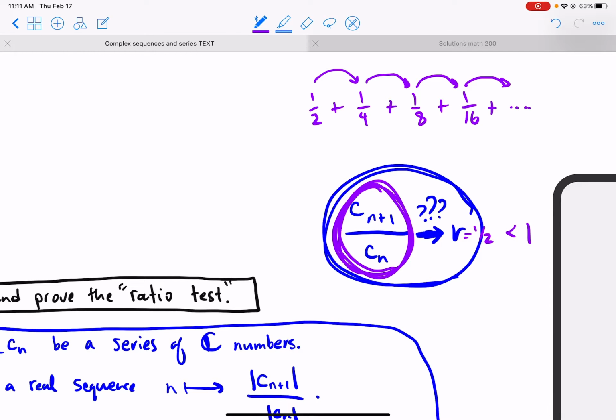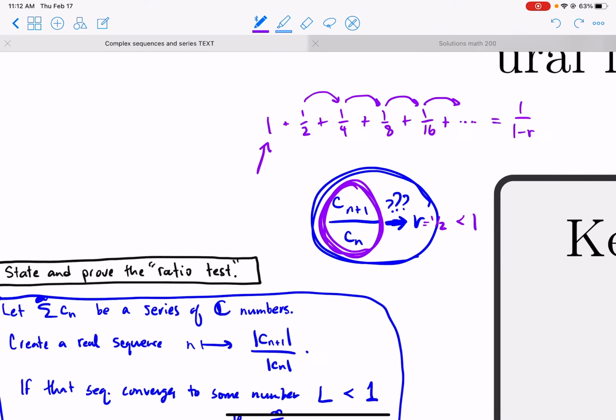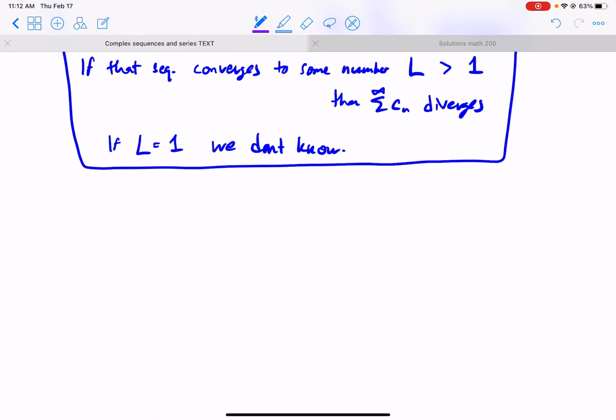Since 1/2 is less than 1, this will actually converge to 1 over 1 minus r, which in this case is 2 because I forgot the first value. Anyway, so this is the idea. Achilles and the tortoise is this example, and we will use the ratio test to look at power series and the radius of convergence of power series. So it's just going to be everywhere. So now let's restate it.